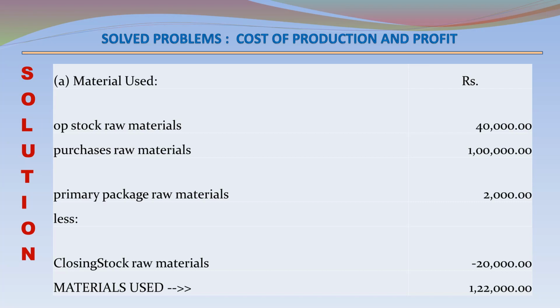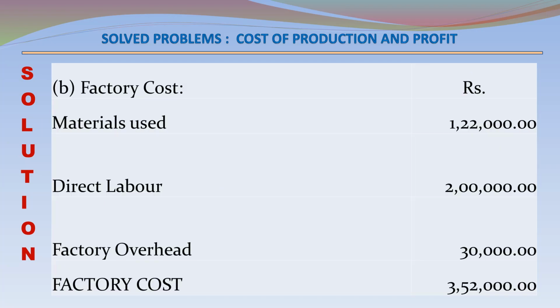Opening stock of raw material 40,000. Purchase of raw material 100,000. Primary package raw materials 2,000. Less closing stock of raw material 20,000. Materials used 122,000.